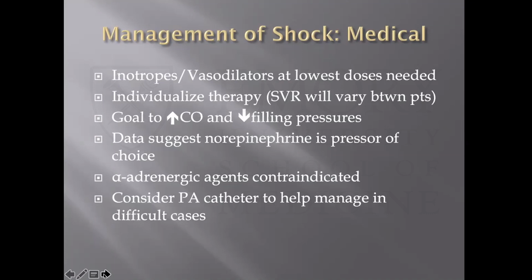There is data, and we'll look at some of this, that norepi is probably the pressor of choice as opposed to some of the other agents. You really want to avoid alpha agents here. You don't want to increase afterload with peripheral vasoconstriction in the setting of an MI. So really trying to maximize your output and give you some level of baseline blood pressure improvement.